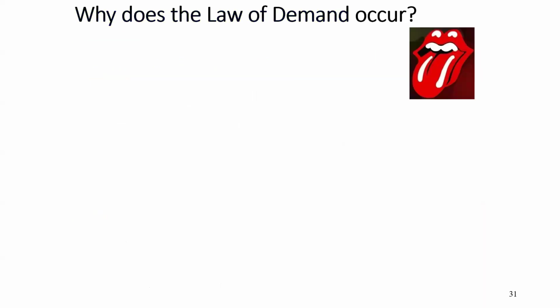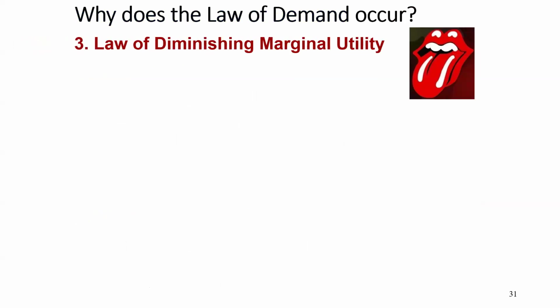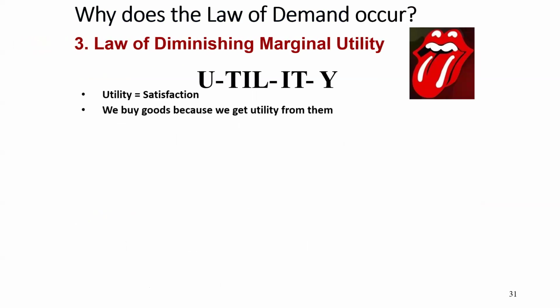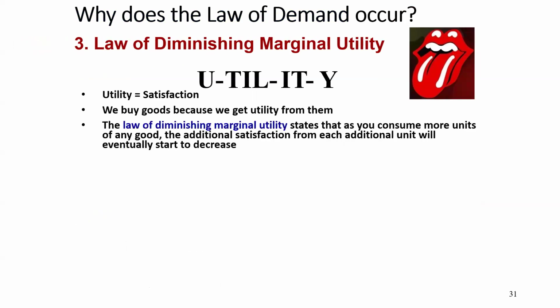Okay. And then the third thing is the law of diminishing marginal utility, which is utility, or satisfaction. All right, this is what you need. The law of diminishing marginal utility states that as you consume more units of any good, the additional satisfaction will eventually go down.